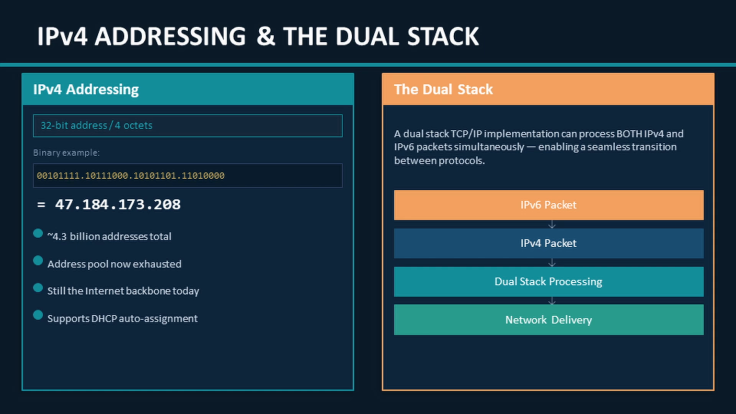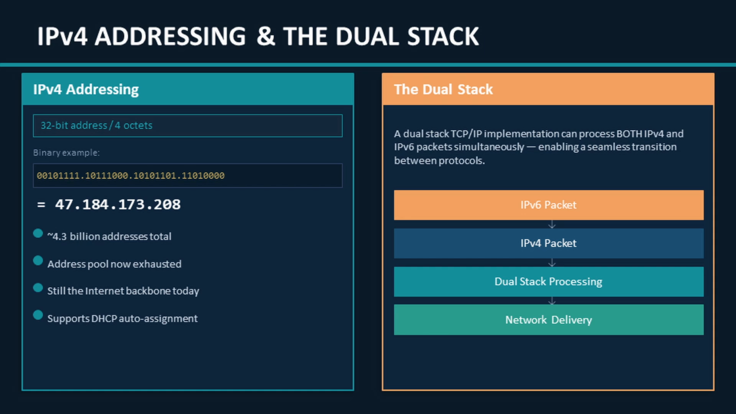Now let's talk about the two versions of Internet Protocol that operate at the network layer, IPv4 and IPv6. IPv4 was the original Internet addressing system. Each address is 32 bits long, organized into 4 groups of 8 bits, called octets, separated by dots. In binary, an address might look like a long string of ones and zeros. Converted to the familiar decimal format, it becomes something like 47.184.173.208. This system provides approximately 4.3 billion unique addresses, which seemed more than enough in the early days of the Internet. But with the explosion of connected devices worldwide, the IPv4 address pool has been exhausted.